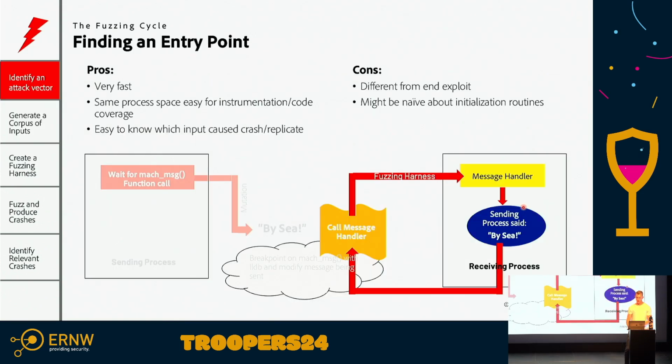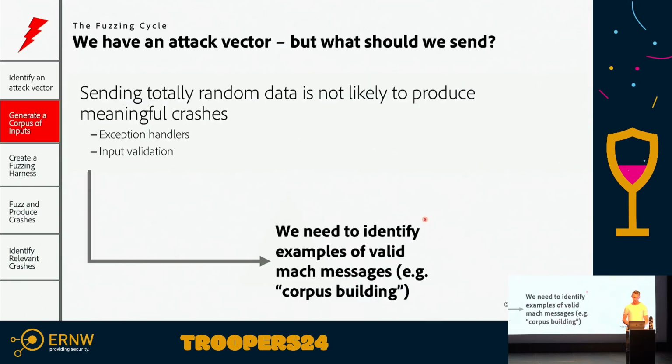OK, but this, in general, is the approach that I've spent most of my time using, calling that message handler directly with our inputs. OK, so we identified an attack vector. But now we have to figure out what we should actually send through the attack vector.